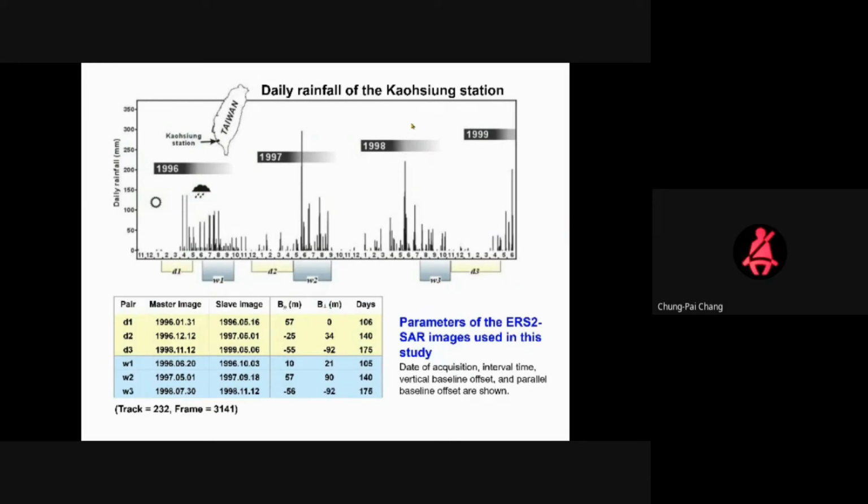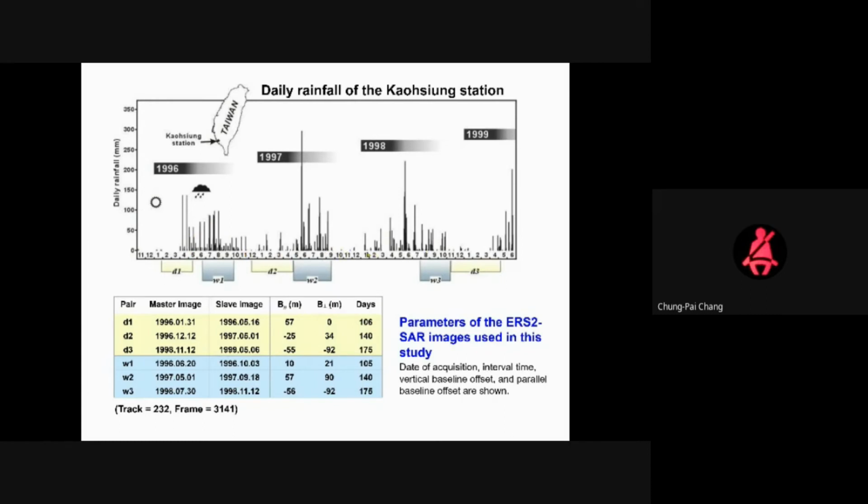But still, we can use several years of data to check whether it is really the water pumping that caused this subsidence, or whether it is caused by another factor. So you can see this figure, the horizontal axis shows the time from 1996 to 1999, and this is daily rainfall. And you can see from April to August to October, this is the rainy season and the dry season, and the rainy season and dry season and rainy season.